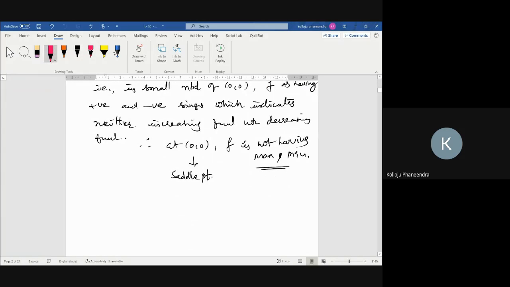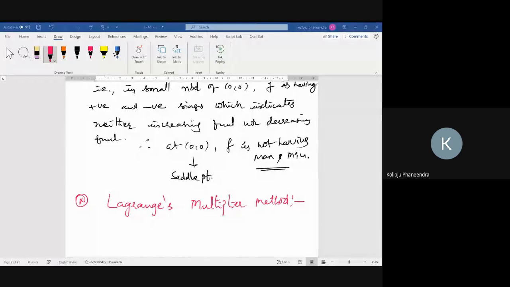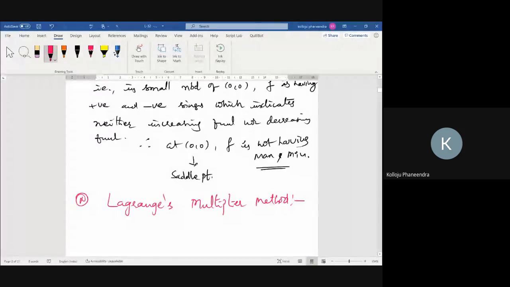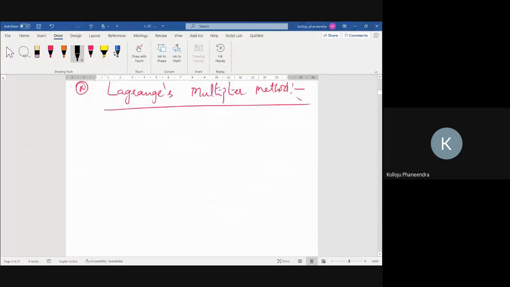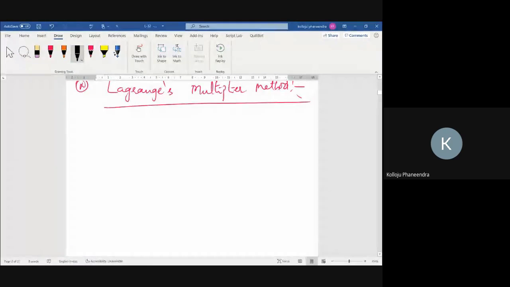Next one. This is an important topic now: Lagrange's multipliers method. See, previously we have seen maxima and minima of a function of two variables, f of x comma y.